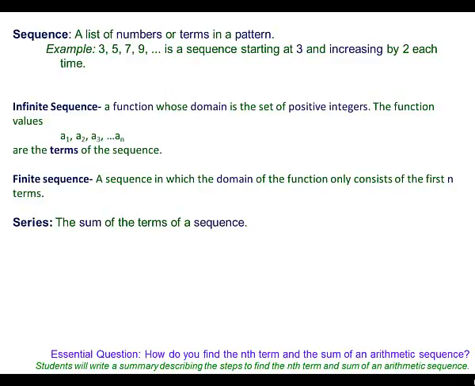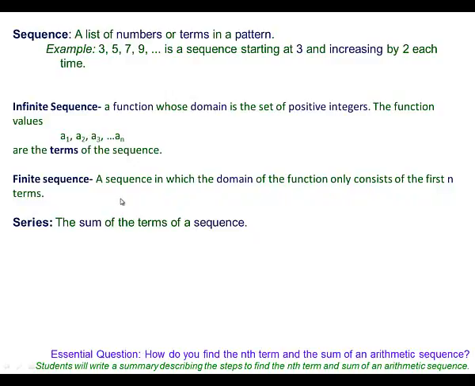A sequence is a list of numbers or terms in a pattern. For example, 3, 5, 7, 9 is a sequence starting at 3 and increasing by 2 each time. An infinite sequence is a function whose domain is the set of positive integers. The function values, this notation right here, is just the algebraic way to write a sequence. It means a sub 1 for the first term, a sub 2 is the second term, a sub 3 is the third term, a sub n is the nth term.